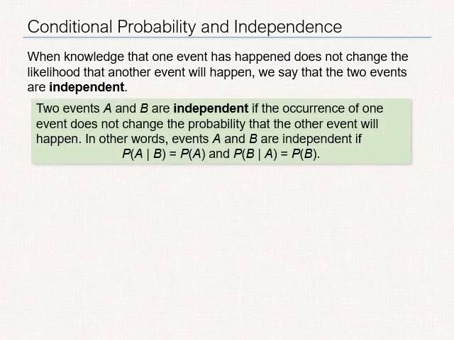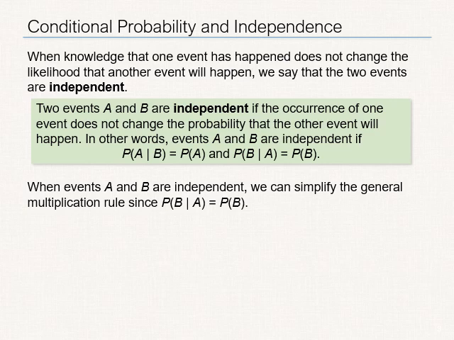One way to test if two events, A and B, are independent is that the probability of A given B would just be equal to the probability of A. That means A does not depend on whether B happened or not. So the probability of A given B and the probability of A should be the same. Same thing if the probability of B given A is the same as the probability of B. If either one of those happens, then we know the events are independent.